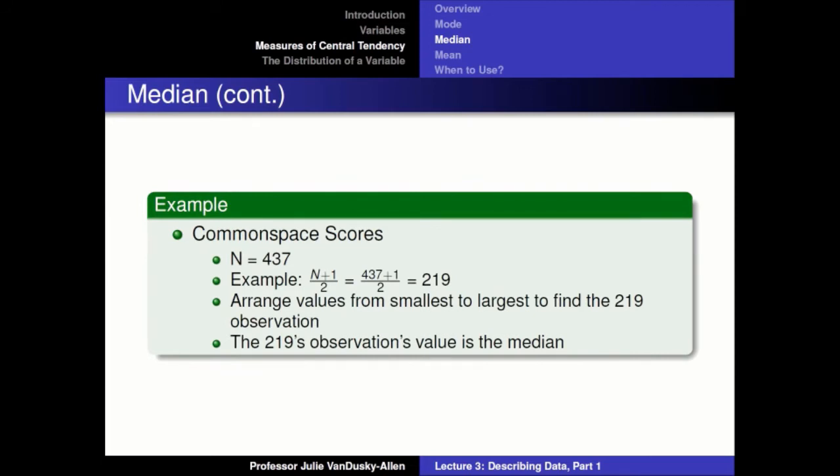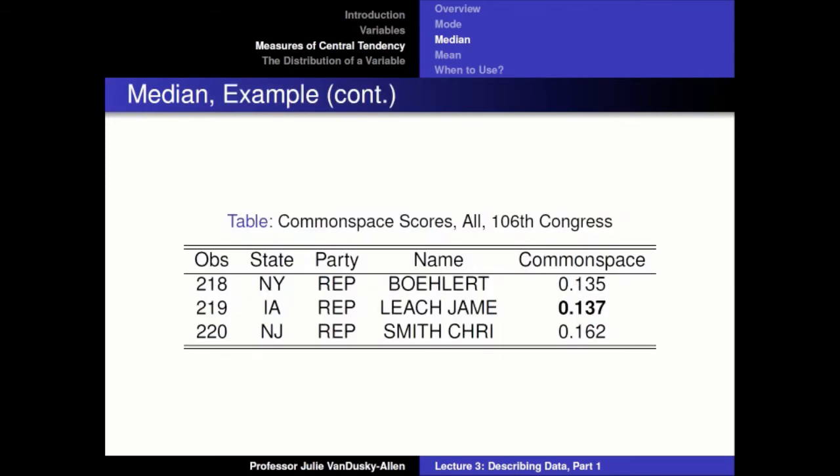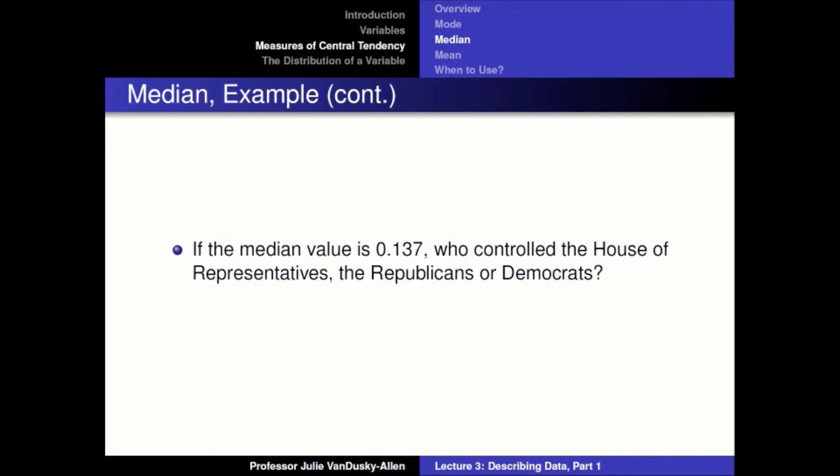Now for a more realistic example, in our common space score example, there were 437 observations. 437 plus 1 is 438. 438 divided by 2 is 219. The median observation number is observation 219. I arranged the data from the smallest to the largest value. Observation 219 has a value of 0.137. So the median is 0.137.